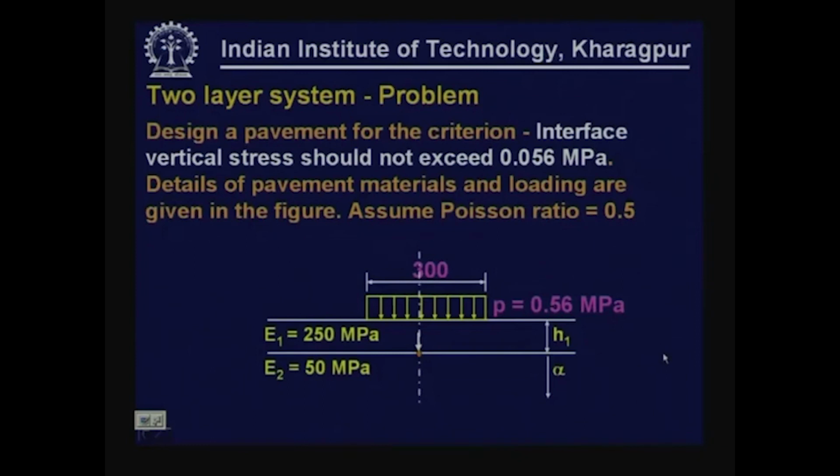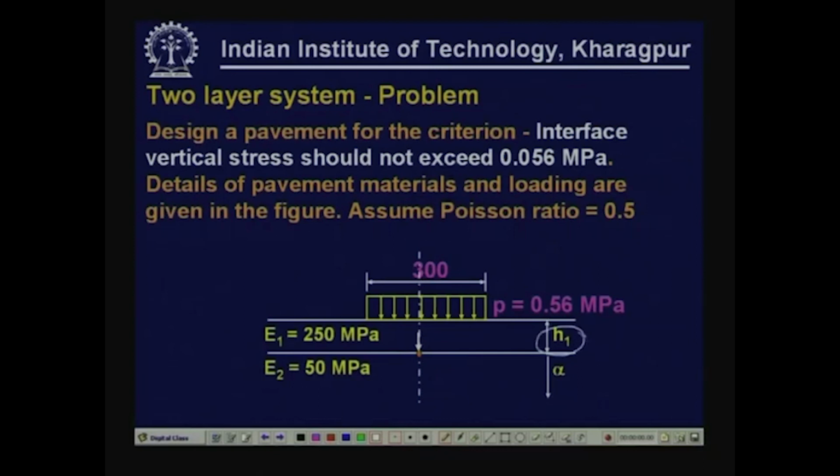Let us take up a problem for a two layer system. This is the design of pavement for the following criteria. The criteria is the interface vertical stress should not exceed 0.056 MPa. So, we have to select thickness H1 in such a way that, what is the material to be used is also given. E1 has to be 250 MPa, this is the material we are going to use.